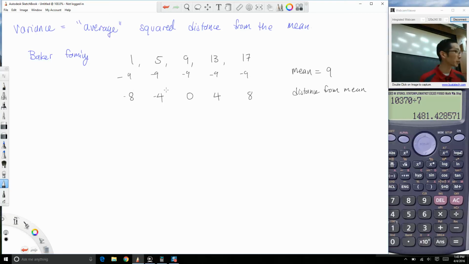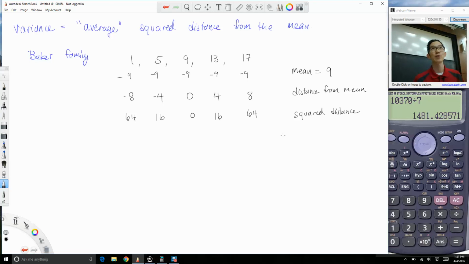It doesn't really matter, because the next thing it says is, what's the squared distance from the mean? So what is our squared distance? It would be 8 times 8, 64. 4 squared would be 16. 0, 16, 64, right?